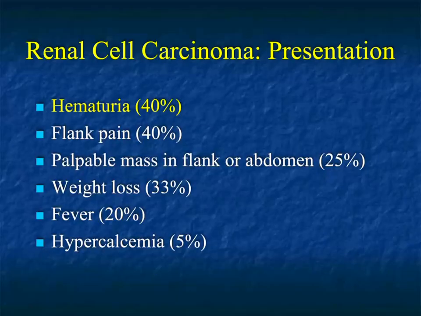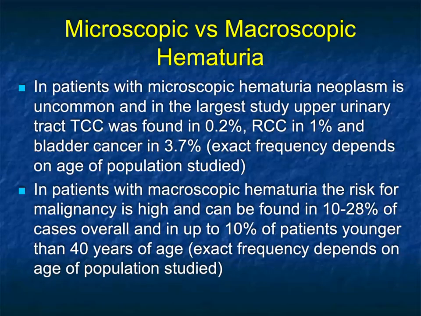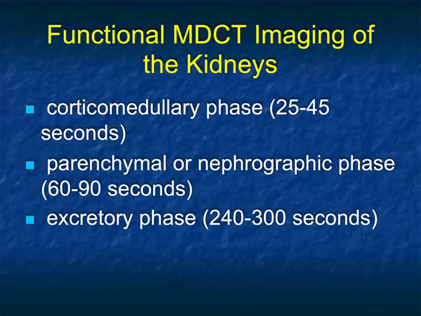Now, we had recently a series on renal cell carcinomas, so I'll just make the point that 40% of renal cell carcinomas present with hematuria, 40% with flank pain, and you can see some of the other possibilities. So it's not surprising that these patients will show up in the ER, either with gross hematuria, maybe weight loss, maybe fever, or flank pain. We talk about the fact that with microscopic hematuria, the chance of cancer is small. With macroscopic hematuria, the cancer chance is high, even in younger patients.